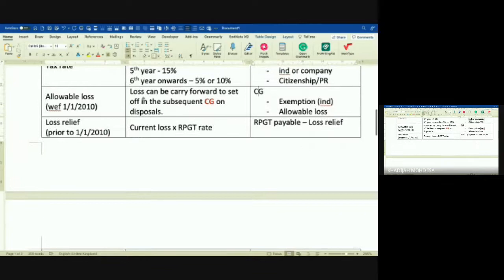But for the law prior to 1st January 2010, we don't have any allowable loss, but we do have loss relief. So loss relief is whatever losses you have during the year on the disposal, you have to times by the tax rate based on the holding period.